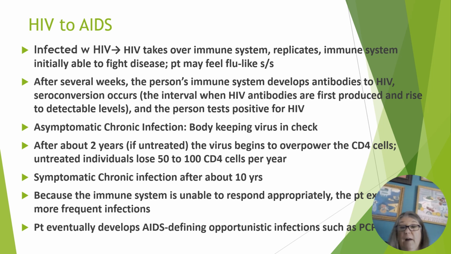Over the years, the viral load slowly increases while the CD4 count slowly declines. As a result, untreated individuals lose approximately 50 to 100 CD4 cells per year, leading to symptomatic chronic infection, which may take as long as 10 years.